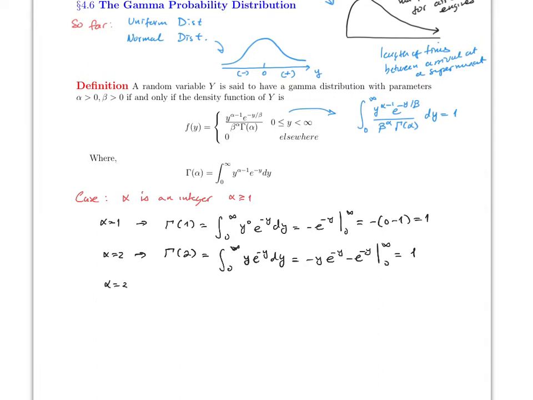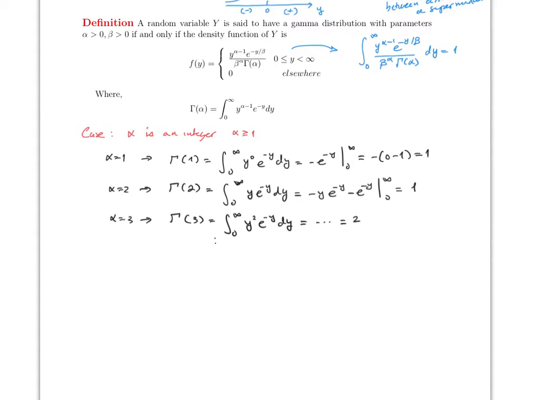Let's do one more. You want to find gamma of 3. And this will be the integral from 0 to infinity of y squared e to the minus y dy. And again, once you do all the integration by parts, this actually equals 2. So therefore, if you keep going this way, then gamma of alpha is going to equal alpha minus 1 factorial if alpha is an integer.